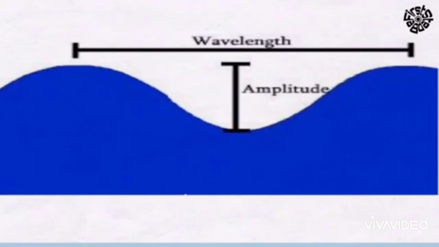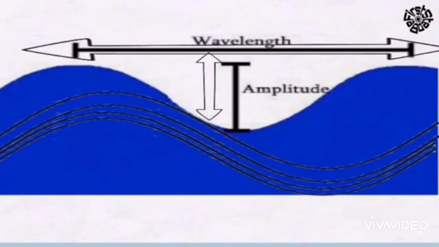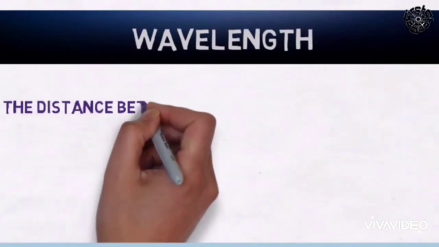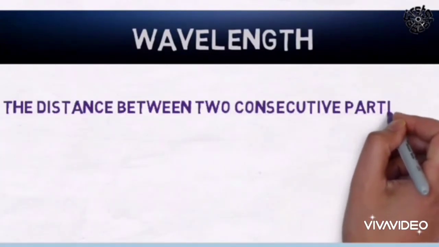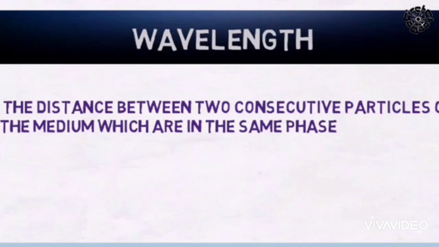Now we will see what the wavelength is. Here you can see in the figure there are two peak points of the wave, or we can say this is the crest formation. The distance from one crest to another crest is called the wavelength. Or by the simple definition, we can understand that wavelength is the distance between two consecutive particles of the medium which are in the same phase.